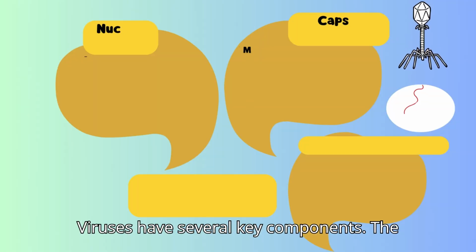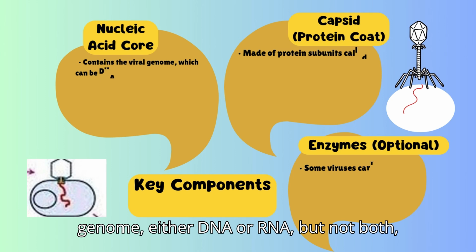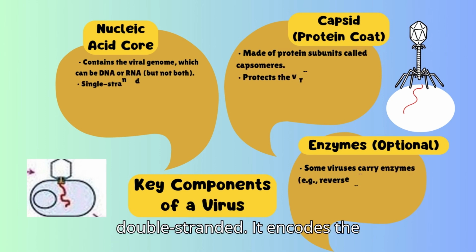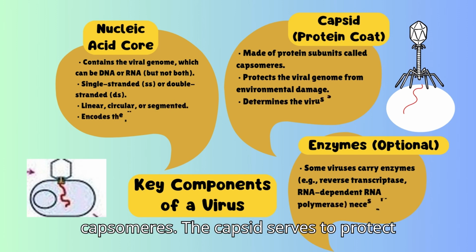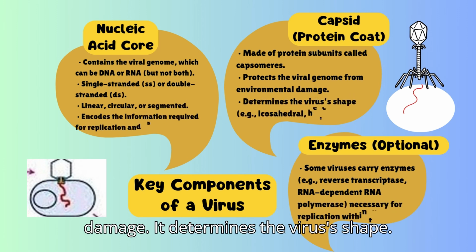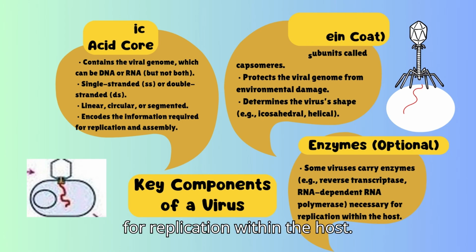Viruses have several key components. The nucleic acid core contains the viral genome, either DNA or RNA, but not both, and may be single-stranded or double-stranded. It encodes the information required for replication and assembly. Capsid, which is made up of capsimeres. The capsid serves to protect the viral genome from environmental damage. It determines the virus's shape. Lastly, some viruses may contain enzymes for replication within the host.